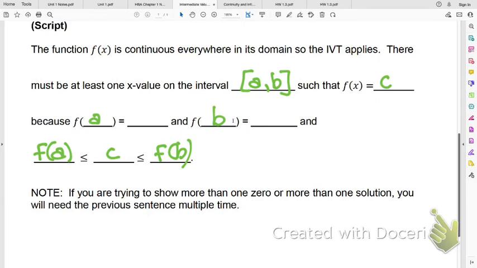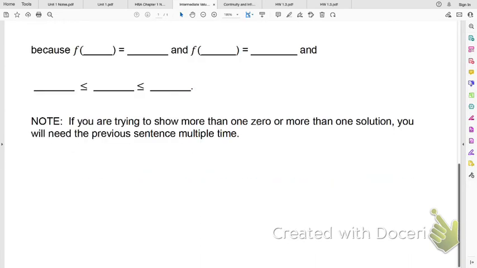Okay, let me just make one up here for you. Let's say we have the function, you can put this on the back for yourself. F of x is equal to, now let me see if I can make one that actually works. Negative x squared plus 4.